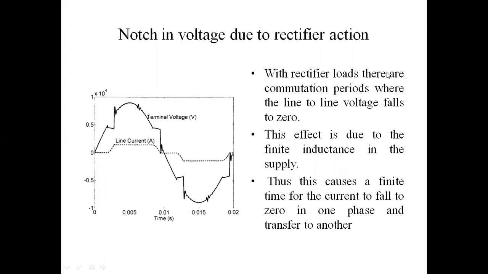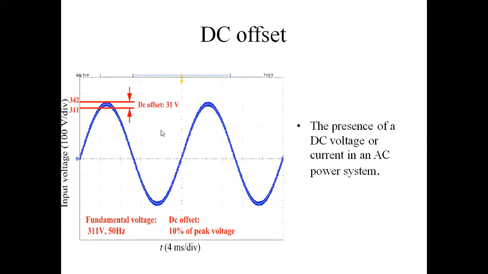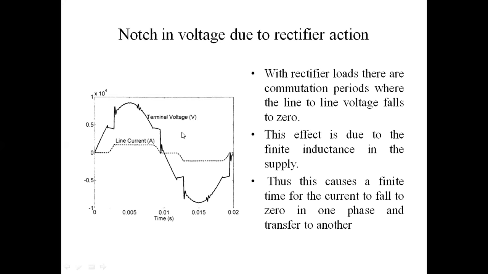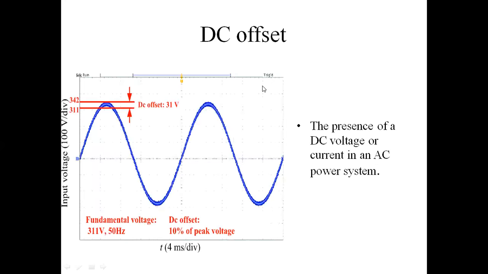With rectifier loads, there are commutation periods where the line-to-line voltage falls to zero. This effect is due to the finite inductance in the supply. This causes a finite time for current to fall to zero in one phase and rise in the other phase. The main reason for these notches in voltage is rectifier loads, DC loads, and DC motors.